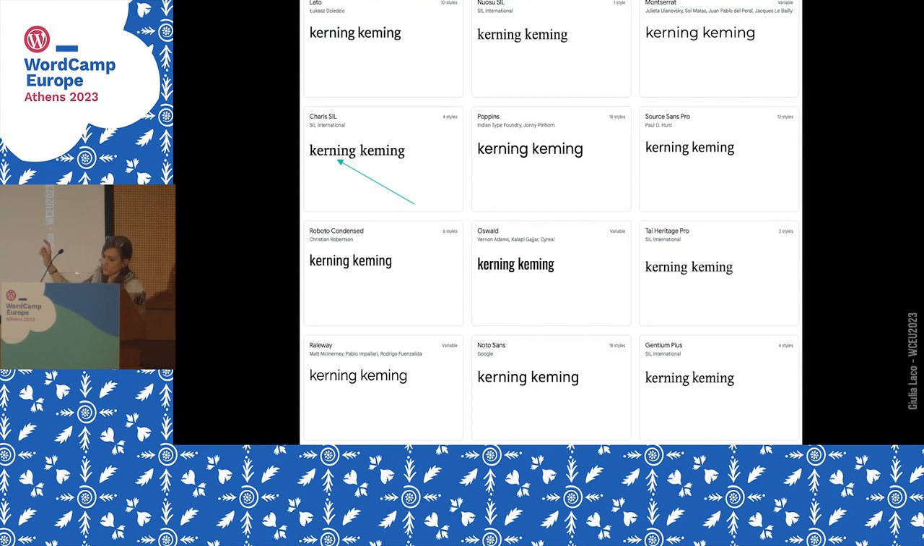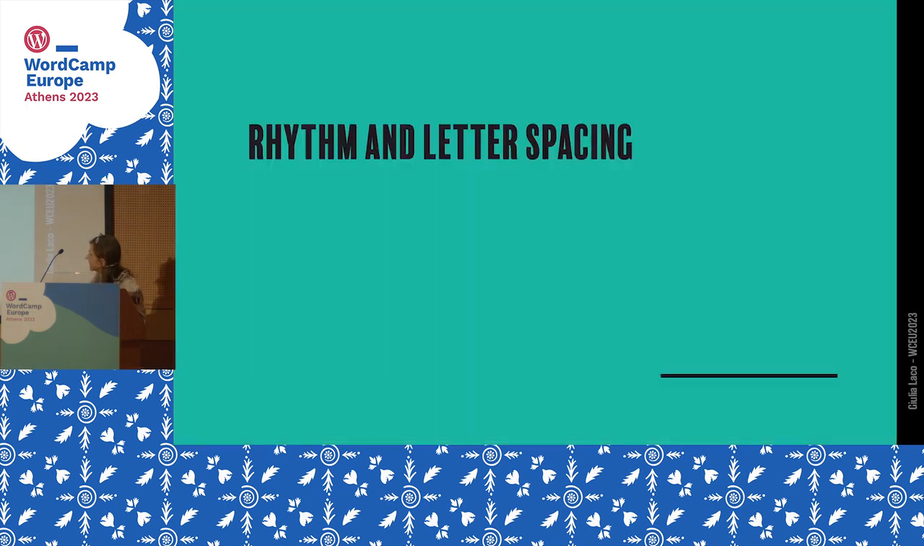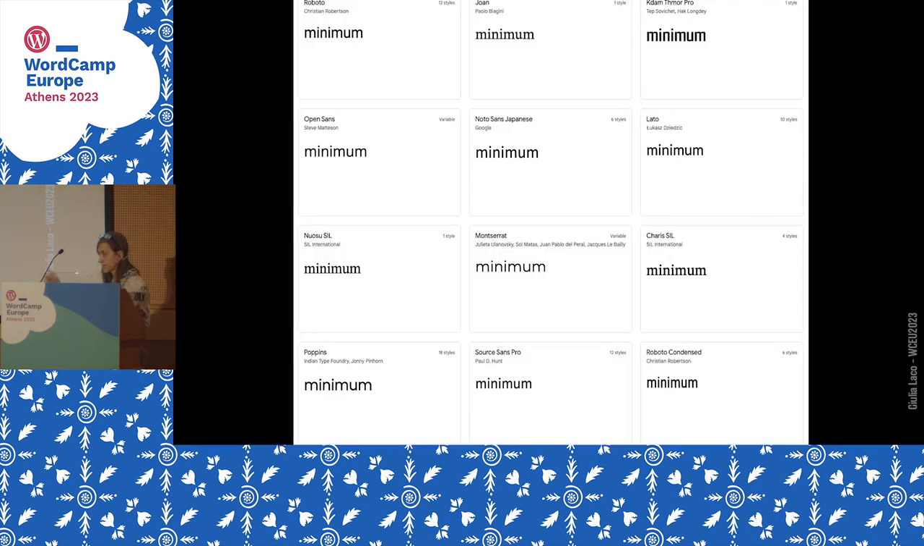Another thing is also, for example, you see the R and N that might be taken for an M. This is a joke for typographers. Kemming, it's for kerning, it's for typographers. Let's go on. Another thing is the rhythm and letter spacing. Take this word, for example. Minimum is quite a good example, you see the rhythm, how it changes. Some are more regular than others.